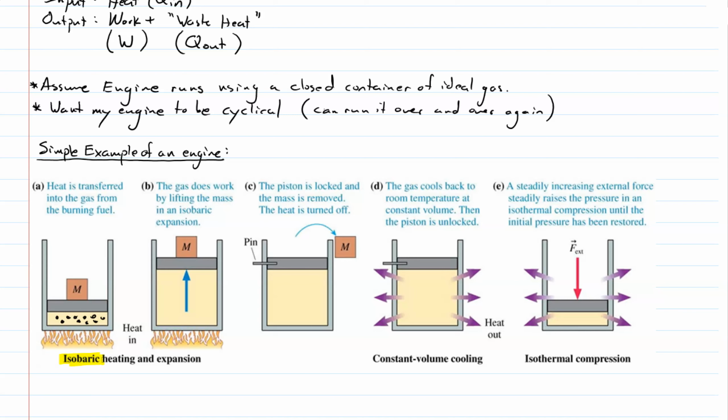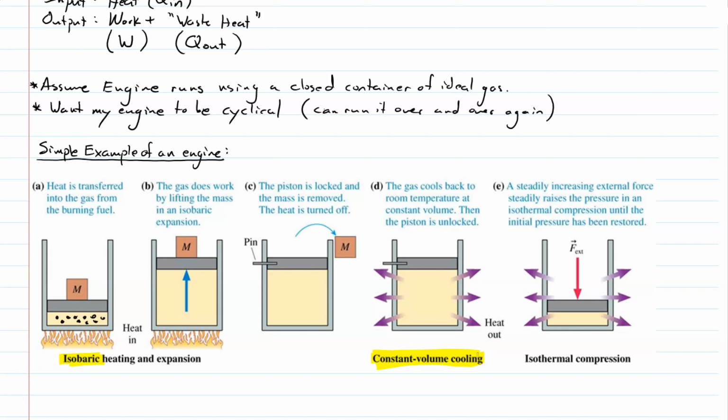Now maybe when it reaches the top, I have a pin which I can lock the piston in place with, okay? And then I can remove the mass, let's say. And then while this is going on, I take it off of the heat, and so I let it cool back down. Okay, so now I have constant volume cooling. So this is isochoric cooling. The volume is fixed because I locked the pin, and the heat is going out of the gas into the environment. So I'm exhausting some heat here.